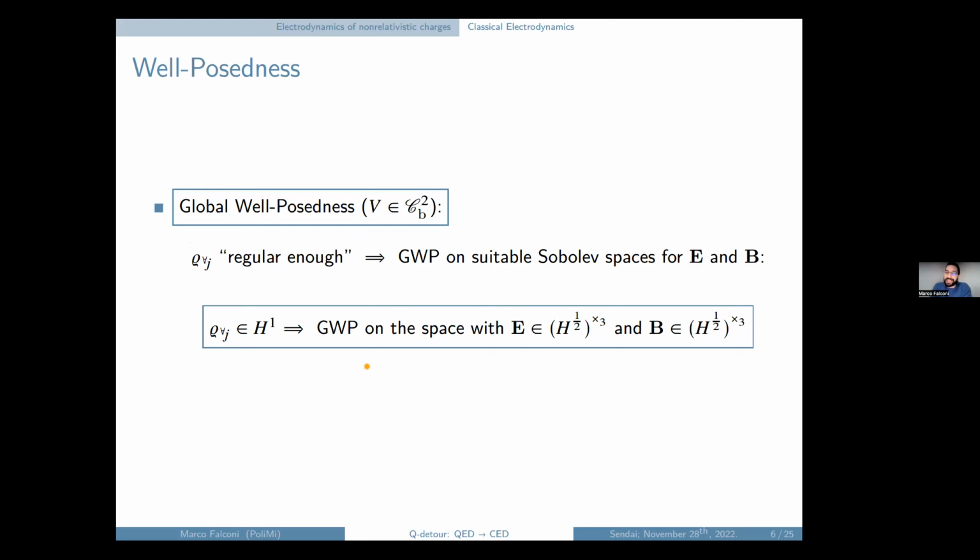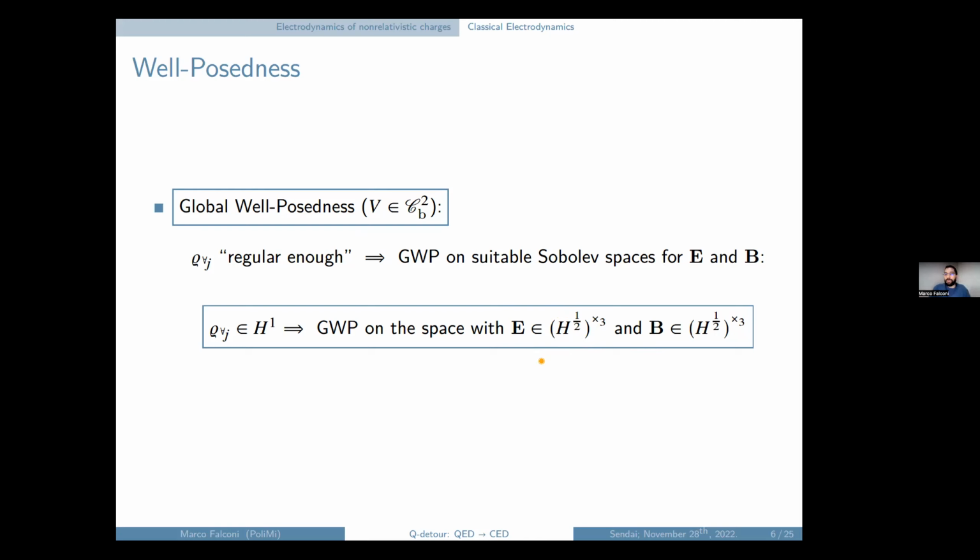And the precise result is that if each charge distribution is an H1 function, a Sobolev function in H1, we have that the system is globally well posed if we take both E and B, so the electric and magnetic fields, to be in H^{1/2}. So each component of the vector fields should be in the Sobolev space H^{1/2}.